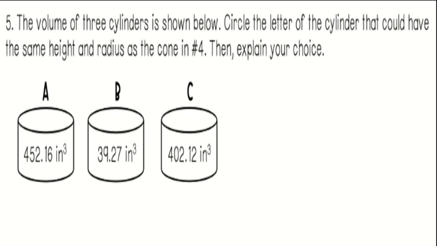Because if we look at number 5, it's asking which one could have the same height and radius. So what's the difference between the formulas? What's the difference between the formula for the volume of a cylinder and the volume of a cone? The cone will always be one third the volume of the cylinder with the same height. The difference in the formulas we're using is we divide by 3 for the cone. We don't divide by 3 for the cylinder.